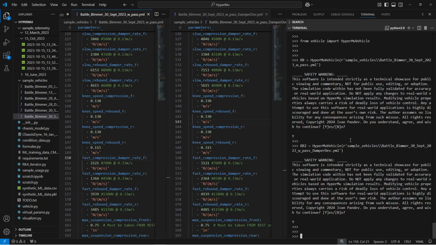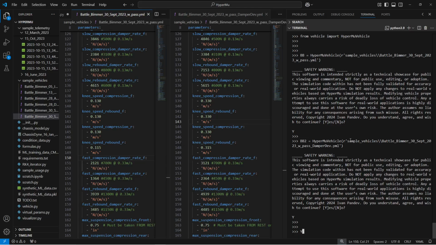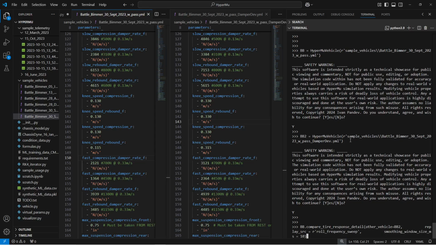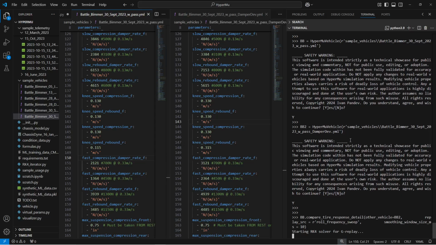And now we'll compare these models across a handful of test scenarios to get an overall picture of how the vehicle model responded to the damper change. We'll call the tire response detail comparison function of the first instance, and we need to specify an other to compare to. In this case, the model with the updated damper rates. The first scenario that I want to test is what we covered in the last video, a lateral g-force frequency sweep. So we'll specify that as well in the command, and we'll go ahead and launch that simulation.